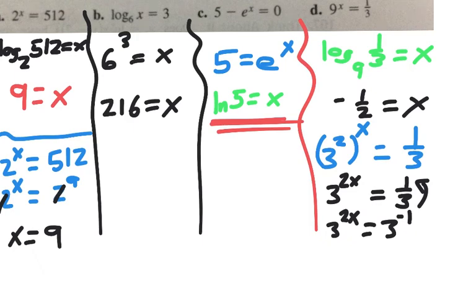And now I have bases that agree. So I can drop the bases and set the exponents equal. So 2x is equal to negative 1, which means x is equal to, as you guys said earlier, negative 1/2. Okay? That's 100% the way I would have done it.